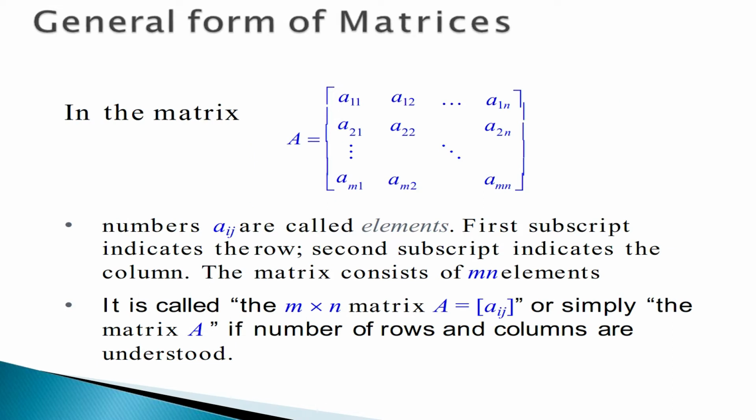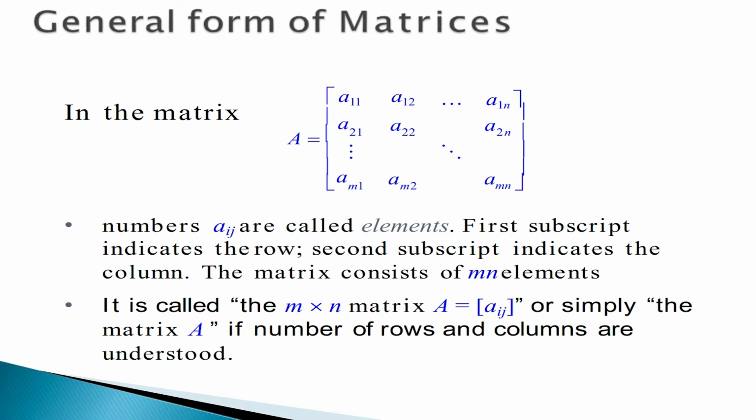Next, we go to the general form of a matrix. Generally, the elements are written in the form Aij. This is the general form of a matrix. A is a matrix containing the elements A11, A12, up to A1n, and AM1, AM2, up to AMn. Here the numbers Aij are called the elements. The first subscript i stands for the row and the second subscript j indicates the column. The matrix consists of mn elements. Here it is called an m by n matrix, where Aij is the element.